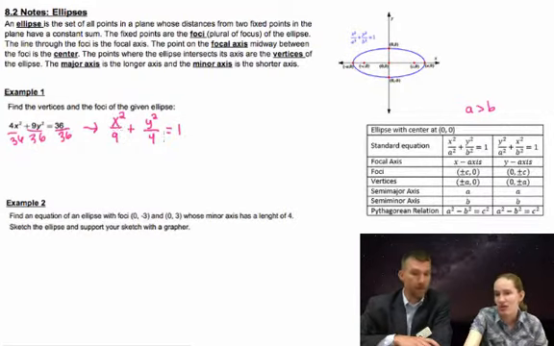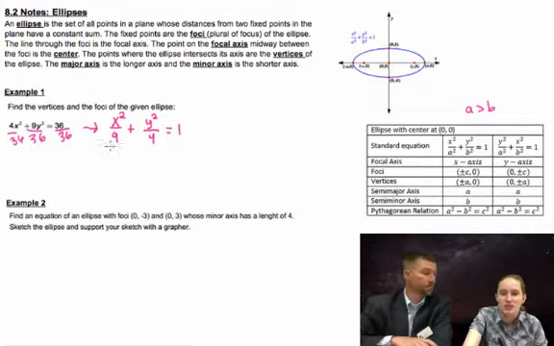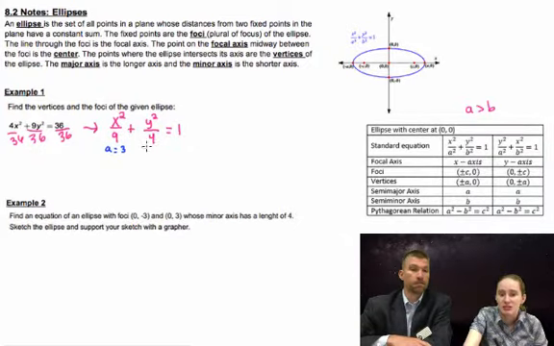This is a case where the x has the bigger number underneath, so this is the first column. A is 3, because you have to take the square root of the 9, since this is actually A squared. And so B here would be 2.